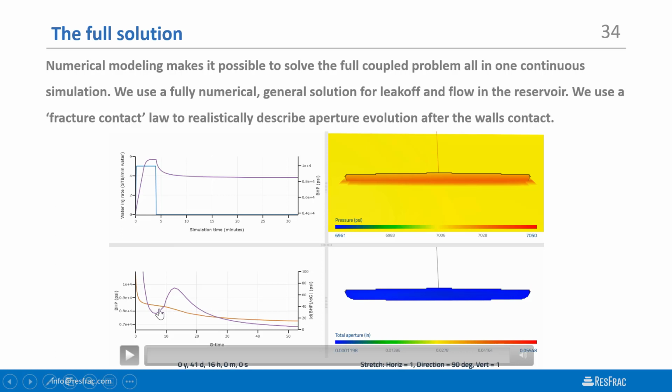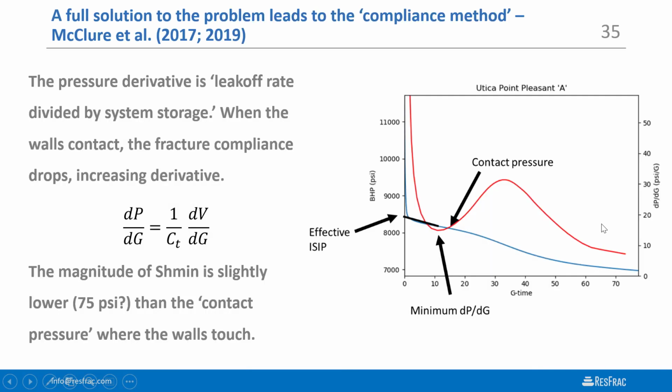Now, in this particular simulation, 8,300 is the minimum principal stress. It's about right there. Okay. So that's where we come to the so-called compliance method, which is outlined in this 2017 paper and also in our URTeC paper.